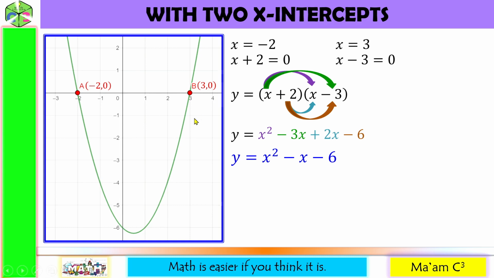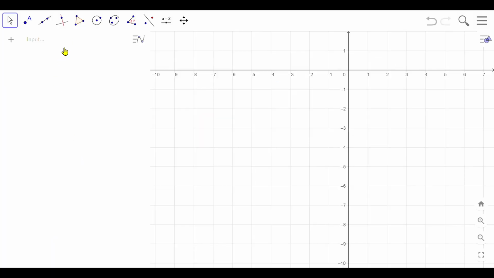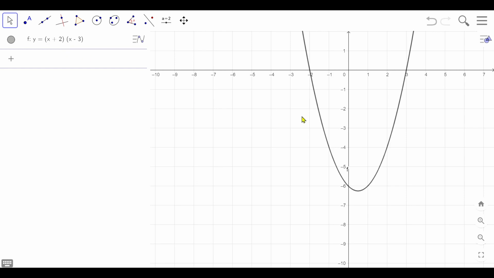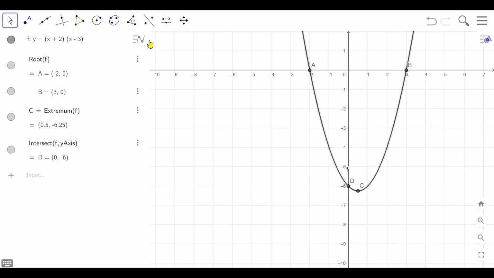Let me show you this in GeoGebra. Let me input our equation in factored form. We have (x plus 2) times (x minus 3). So here is now our parabola. Here are the x-intercepts. Let us check it. So correct, we have (-2, 0), and the other one is at (3, 0). Notice that this parabola has a y-intercept at (0, -6).